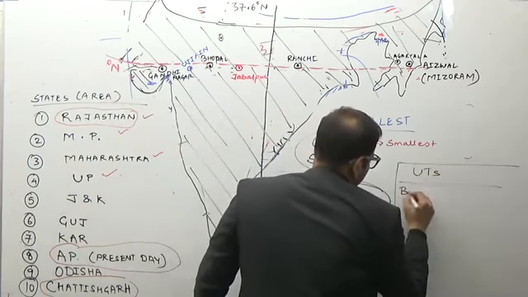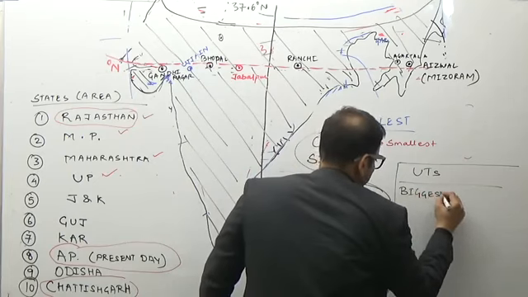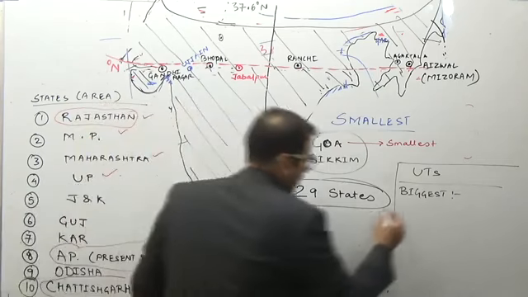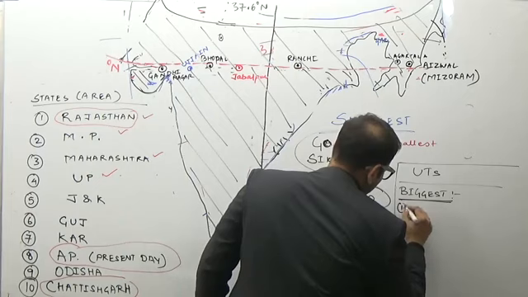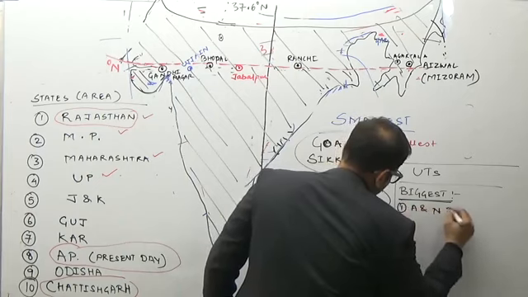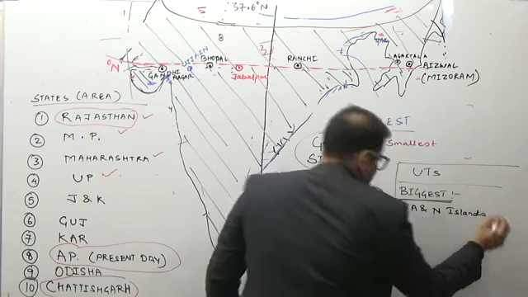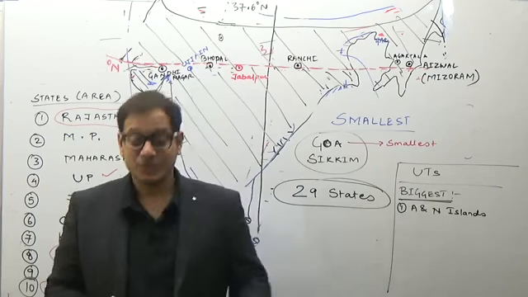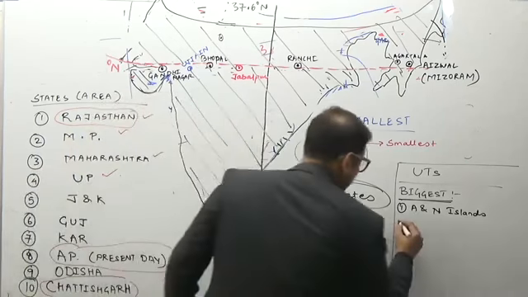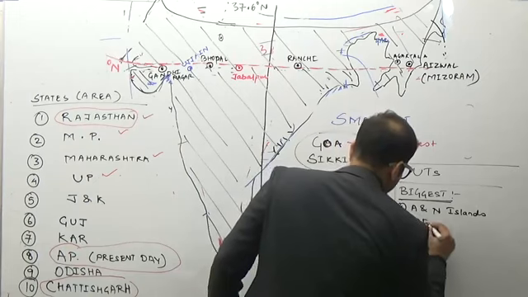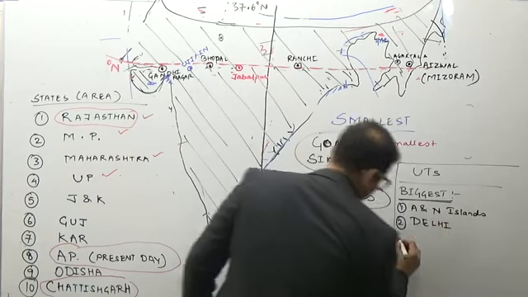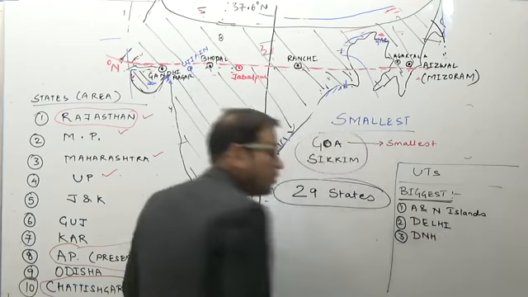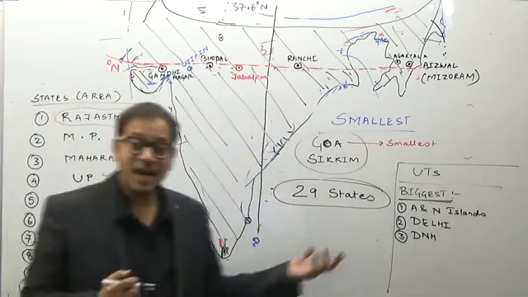The biggest is Delhi, Lakshadweep, Andaman, Nicobar Islands. Remember, the biggest Union Territory is Andaman and Nicobar Islands. Look in the atlas at the location of the Andaman and Nicobar Islands. The second biggest Union Territory, remember, is the capital, Delhi. The third biggest Union Territory is Dadra and Nagar Haveli, which we call DNH.